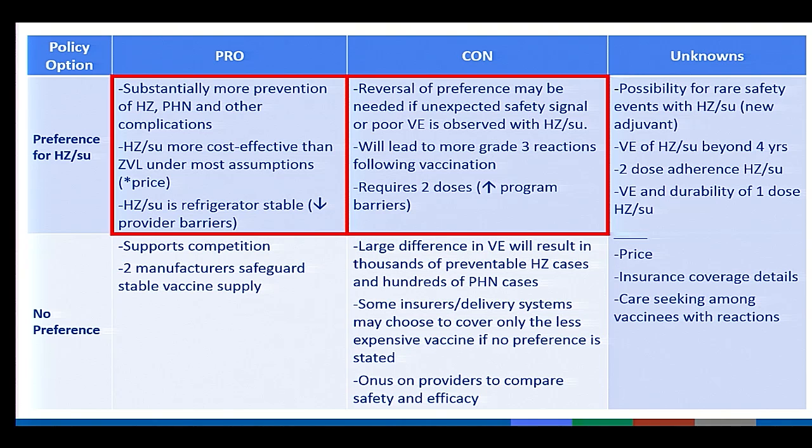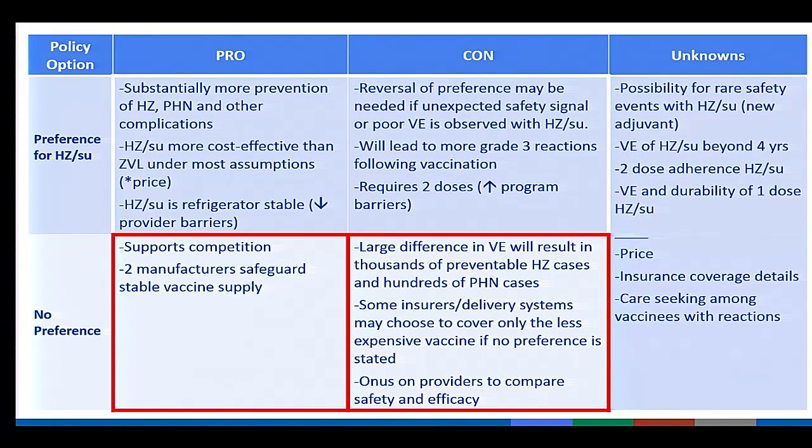The subunit vaccine is more cost-effective than zoster vaccine live under most assumptions. However, the price has not been finalized and a cost-effective analysis is pending. The subunit vaccine is refrigerator stable, which may decrease provider barriers. Cons of a preferential recommendation are that the subunit may be removed from the market if an unexpected safety signal were to be observed. Next, this policy may lead to more grade 3 reactions following vaccination. It requires 2 doses, which will likely increase programmatic barriers.